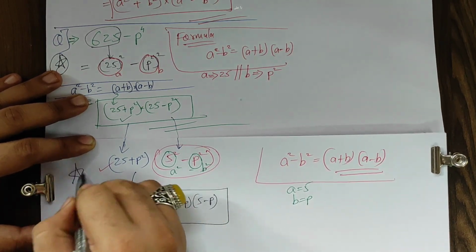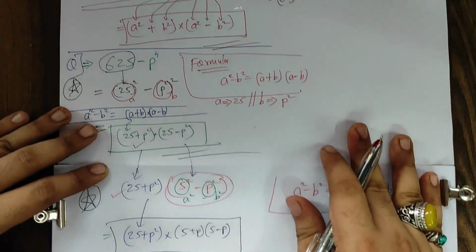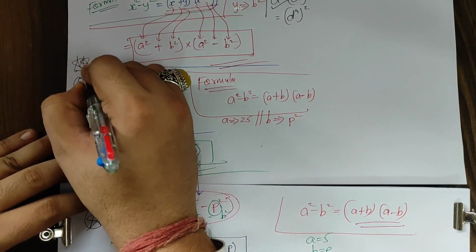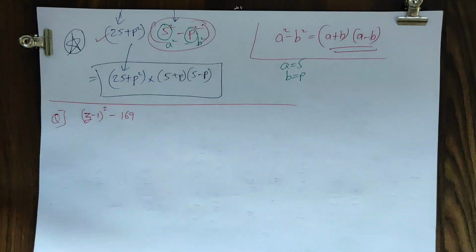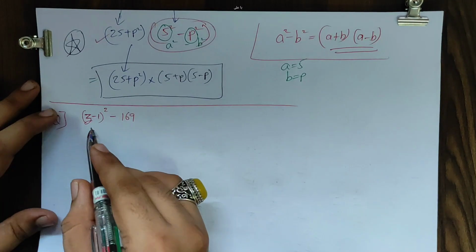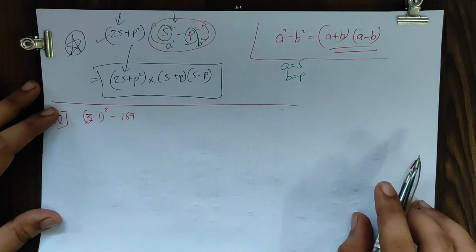So amazing question, very, very important question, please. Mark 3 stars over here, please, all of you. Do it fast, please. Now, students, the next question is z minus 1 the whole square minus 169.